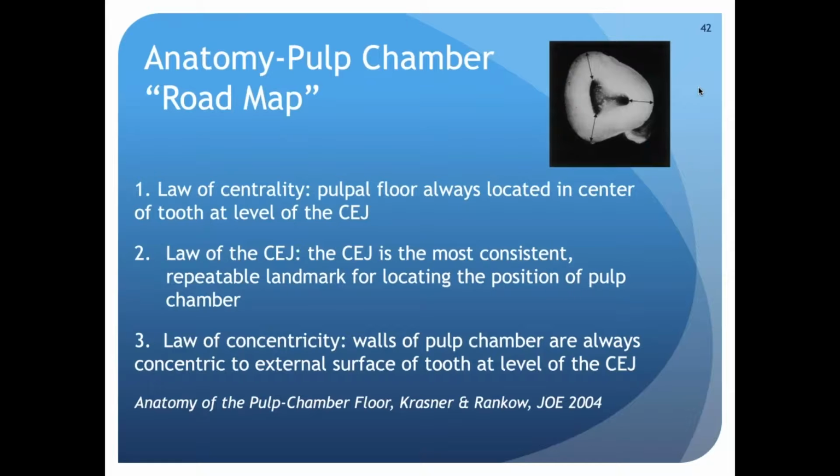Third, we have our law of concentricity. So the walls of the pulp chamber are always concentric to the external surface of the tooth at the level of the CEJ. So if you think about, if you've probed around that tooth, you kind of know where the level of the CEJ is, and then you can kind of have an idea of what the shape of that orifice is going to be, if that makes sense.